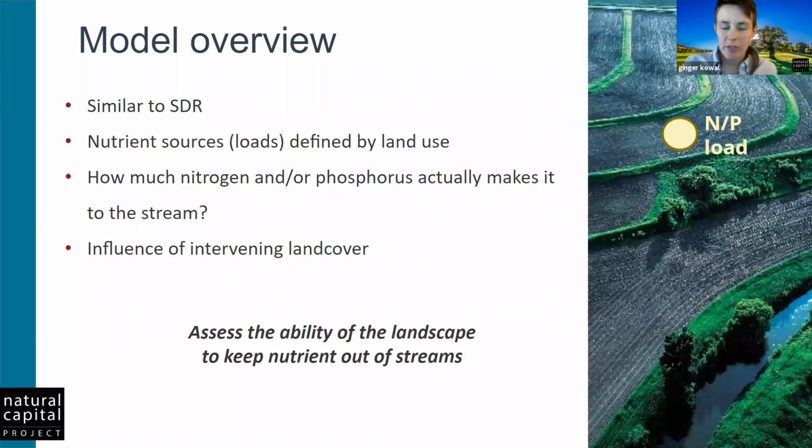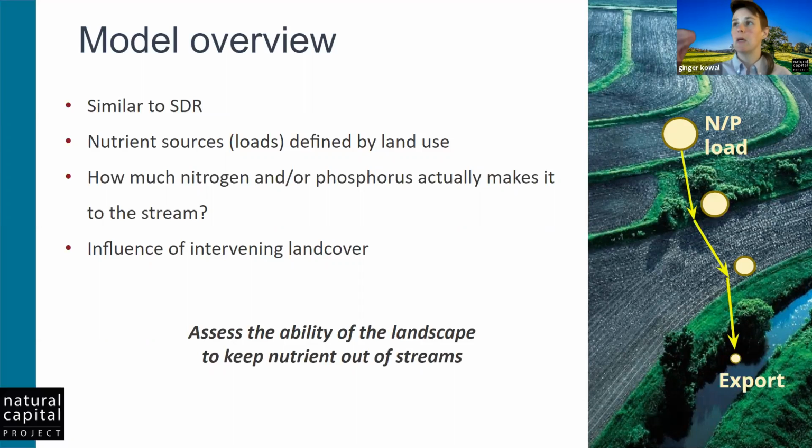So the model works very similarly to SDR. The biggest difference between this model and the sediment model is that the sources of nutrients, instead of being predicted by USLE, are simply defined by land use. But again, we're concerned with nitrogen or phosphorus coming off of each pixel, and then how much of that nitrogen and/or phosphorus is exported or delivered to the stream. So the model can help us quantify the ability of the landscape to retain nutrients and keep them out of streams.